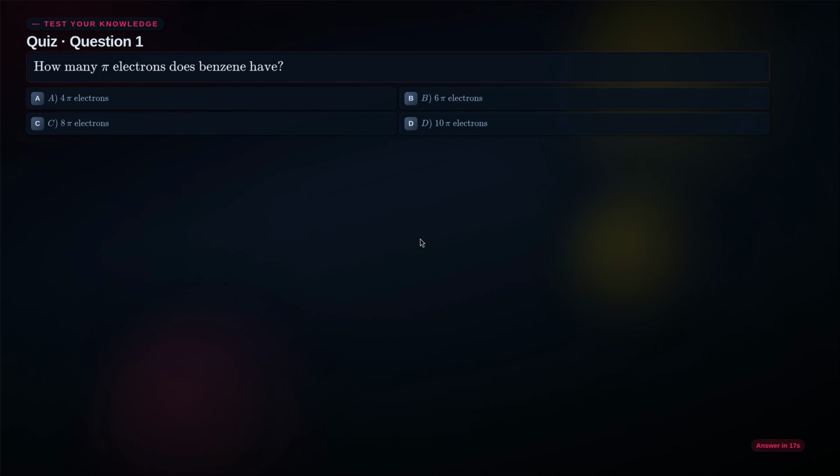The correct answer is option B, 6 pi electrons. Benzene has 6 pi electrons, 1 from each of the 6 carbon p orbitals. This satisfies Hückel's rule. 4 times 1 plus 2 equals 6, with n equals 1. This is what makes benzene aromatic and unusually stable.